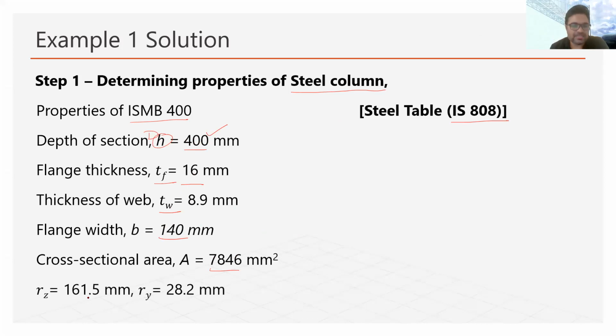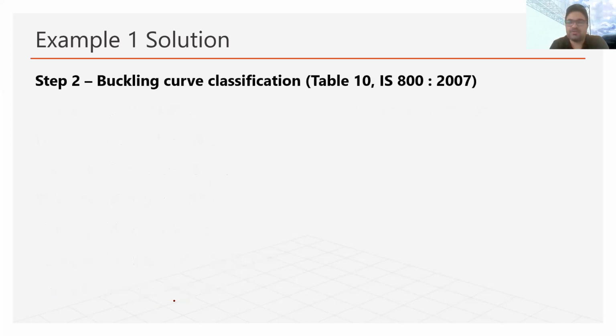Also RZZ and RYY. As I said, in the steel table it is given as RX, but here we are using this as RZ. And similarly the RY value, which is the radius of gyration, is also given in the IS code, which is 28.2 mm. So this is our first step in which we have to find out the properties of the steel column using the steel table. Now, in the next step, we have to identify the buckling curve.